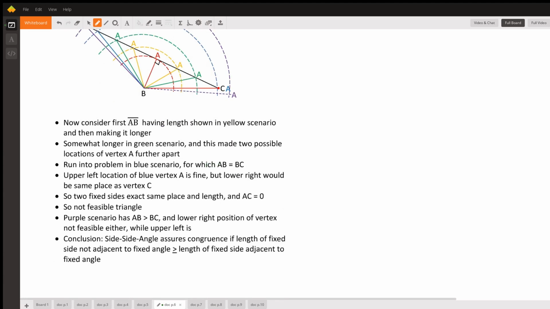So we've seen that when the first fixed side, the one not adjacent to the fixed angle, is longer than the other one, only one triangle is possible, and then congruence is assured. And this is just writing out what I've been saying.